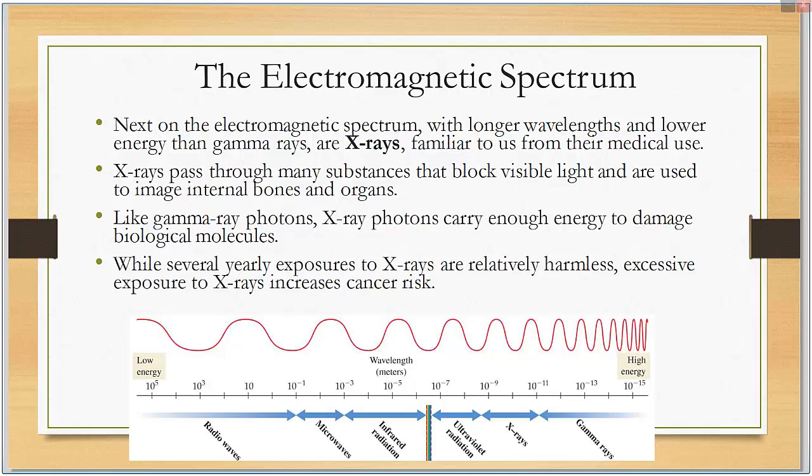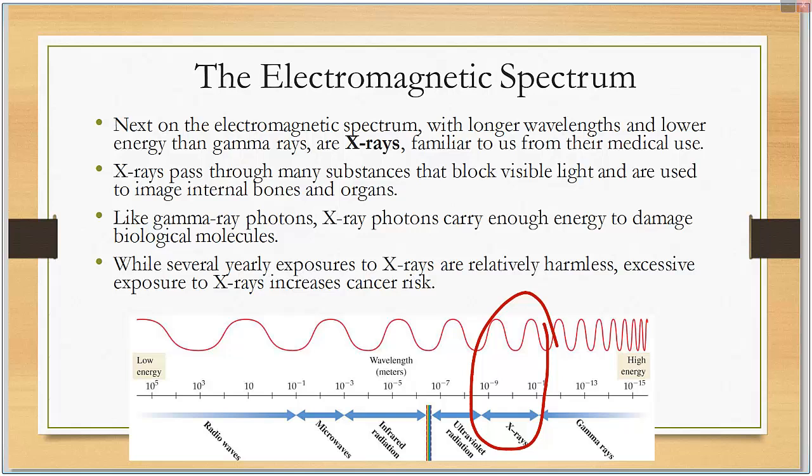Next we have X-rays. They have longer wavelengths and lower energy than gamma rays, and they're familiar to us through medical use. X-rays pass through many substances that block visible light and are used to image internal bones and organs. Like gamma ray photons, X-ray photons carry enough energy to damage biological molecules. While several yearly exposures to X-rays are relatively harmless, excessive exposure to X-rays increases cancer risk.